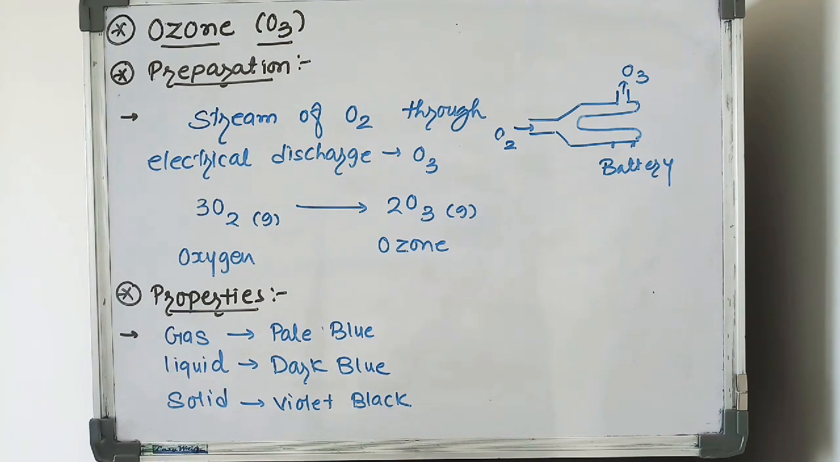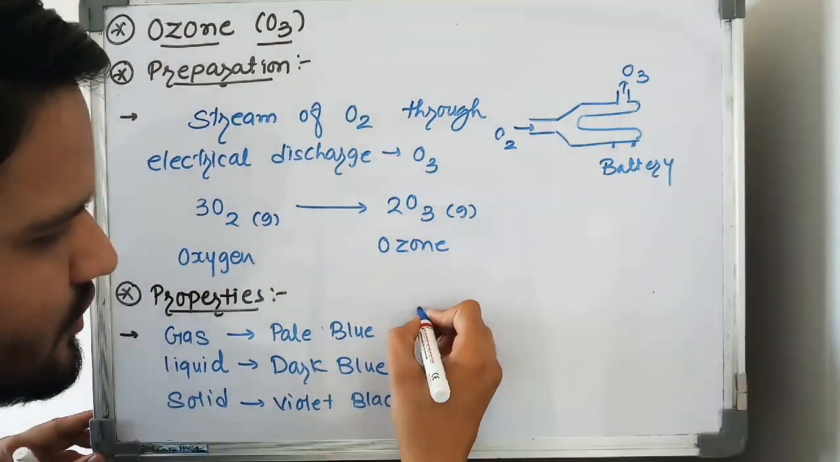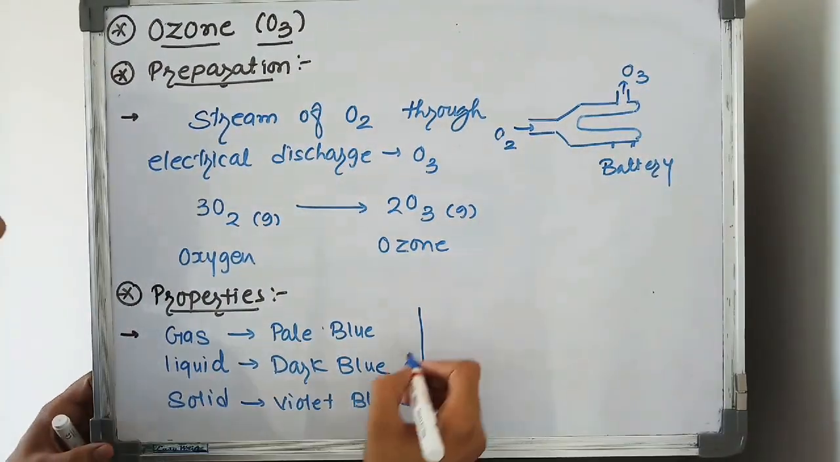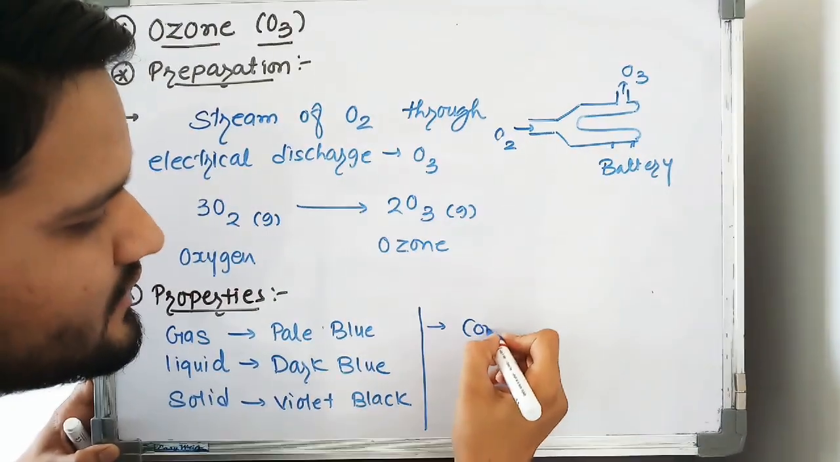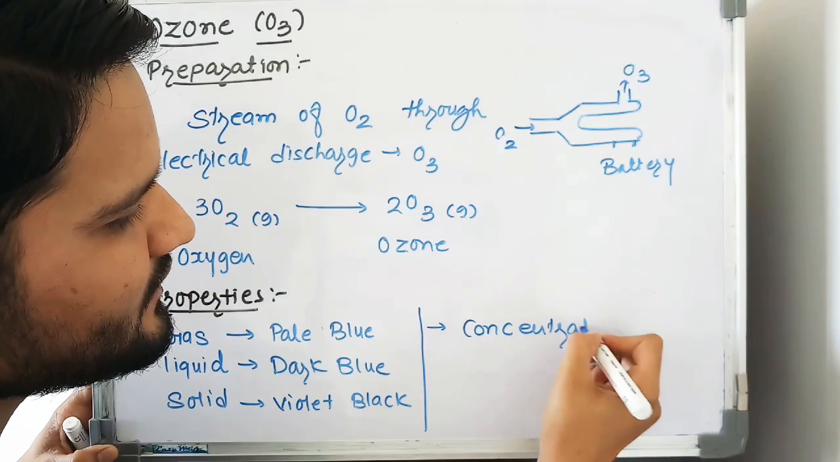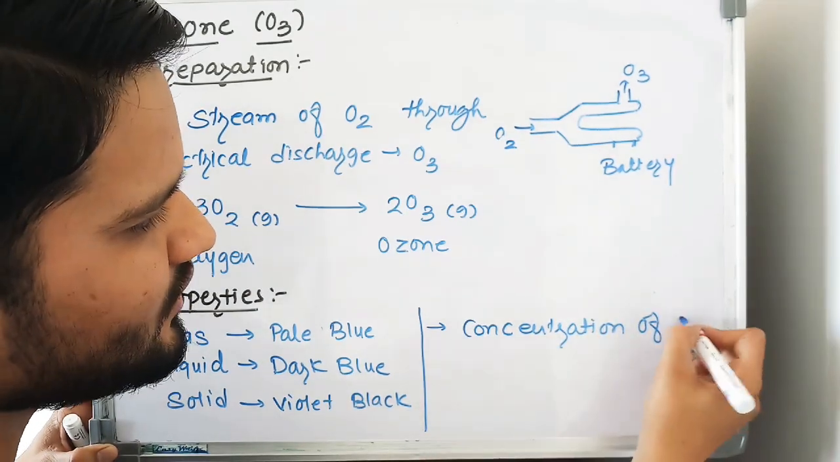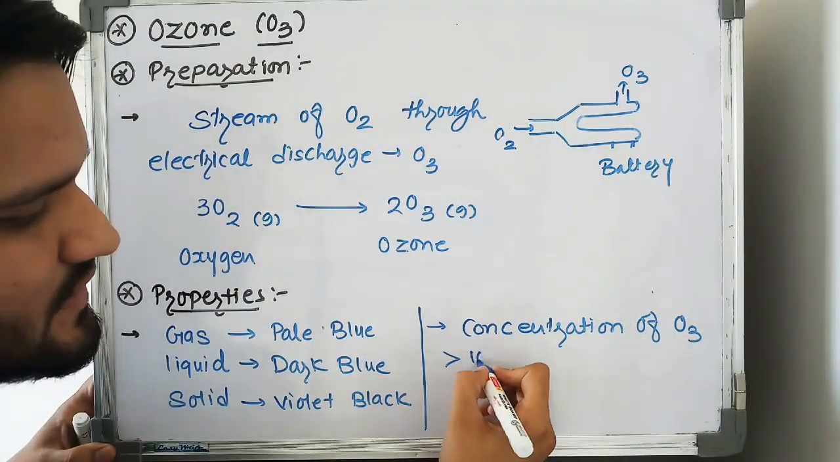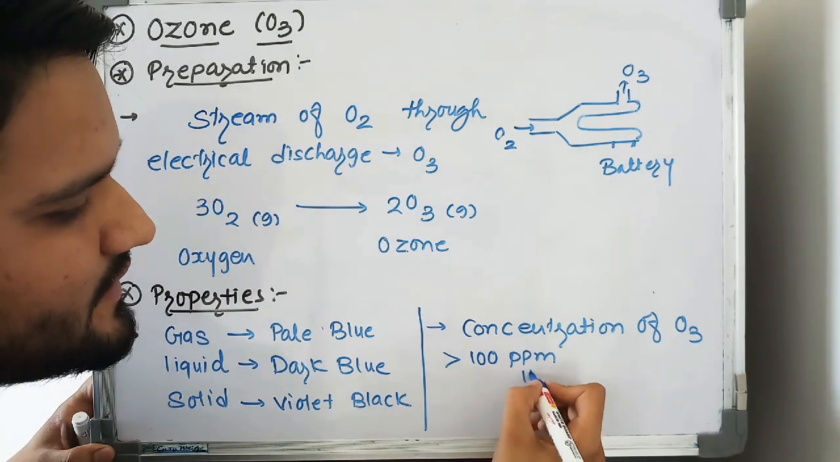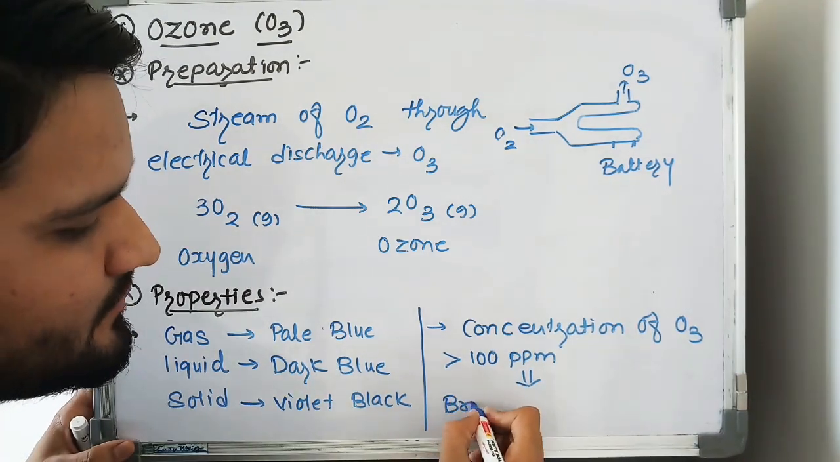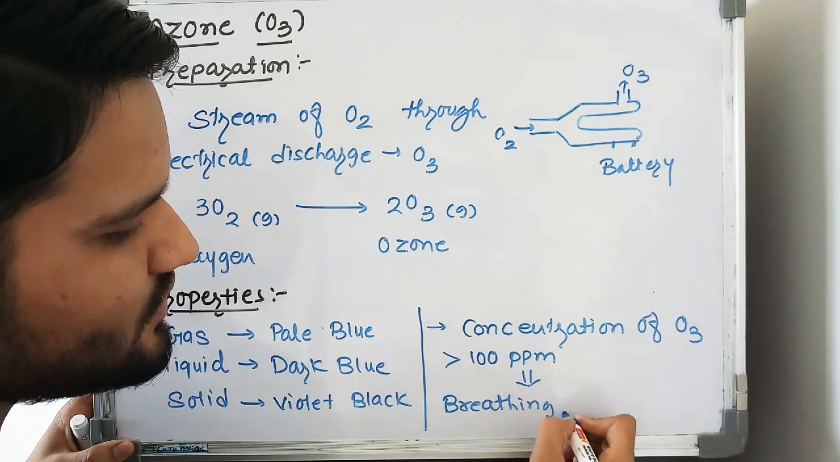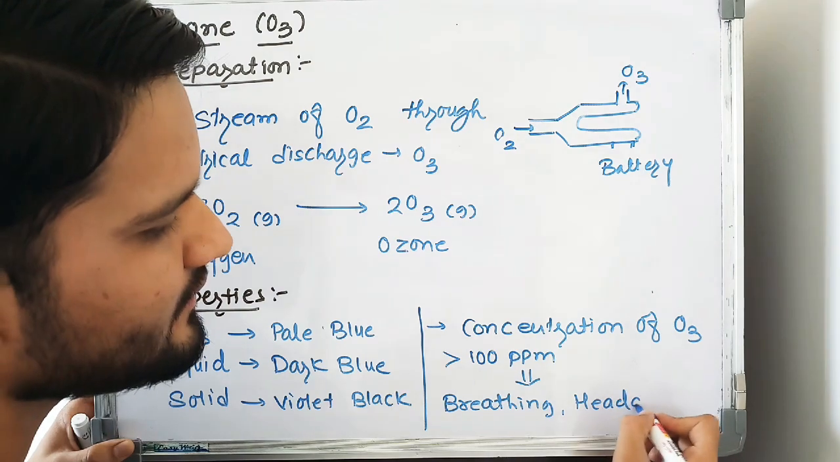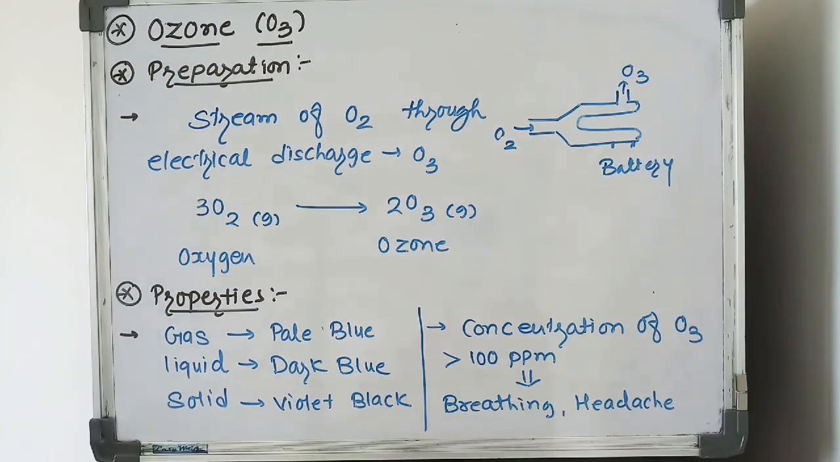Okay, so these are the properties of ozone gas. A lower concentration of ozone is not harmful, but if the concentration of ozone exceeds 100 ppm, then it creates problems in breathing. It is also responsible for headache and nausea.